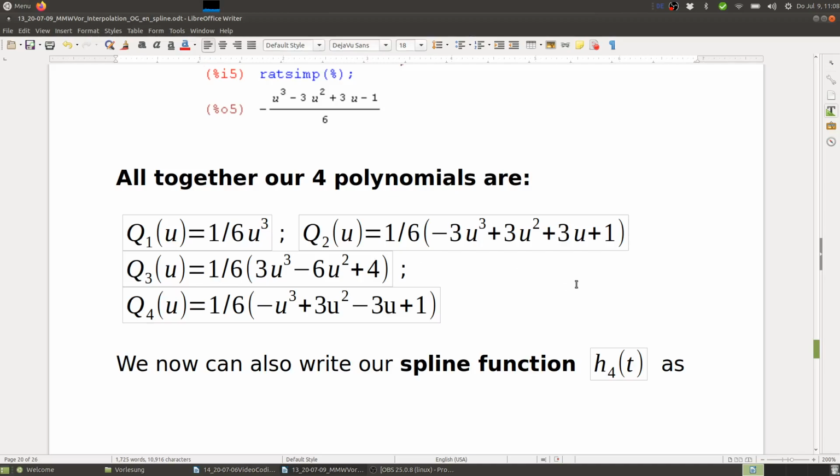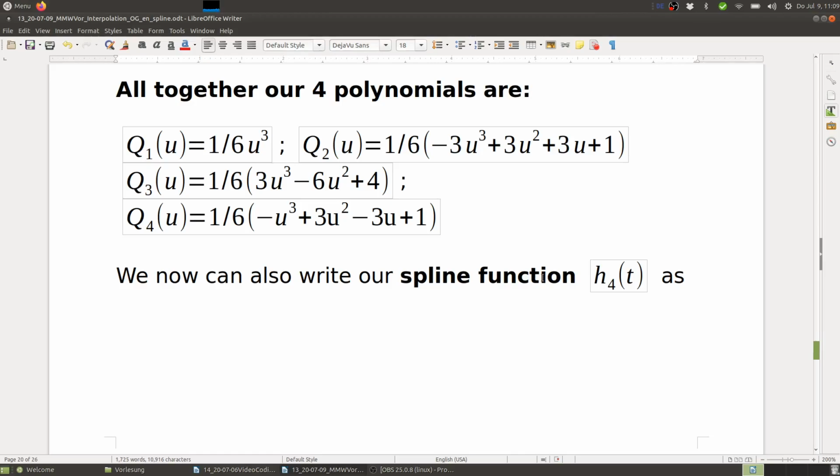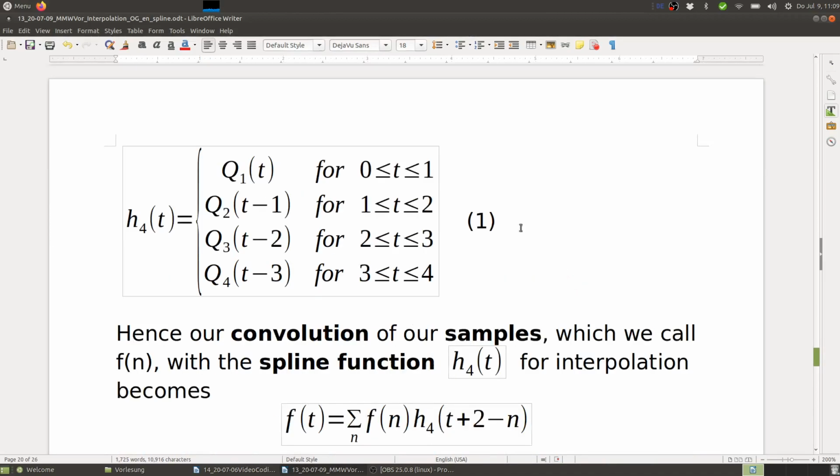Right, so basically, now we can use them to interpolate between our sampling points. So we can now also write our spline function h4 as these piecewise polynomials. Right, and this is also how splines are defined. Splines are piecewise polynomials. Here, this spline function has 4 polynomials, 1 for each unit interval.